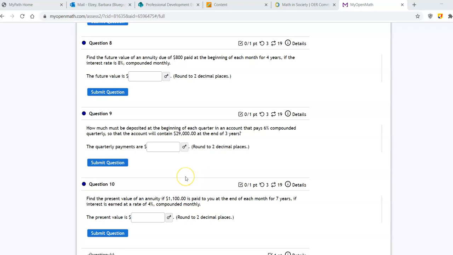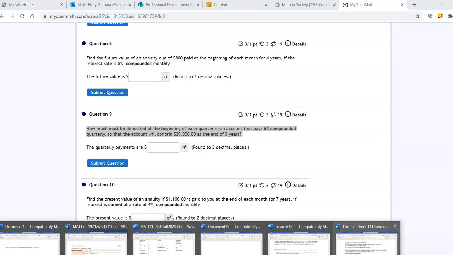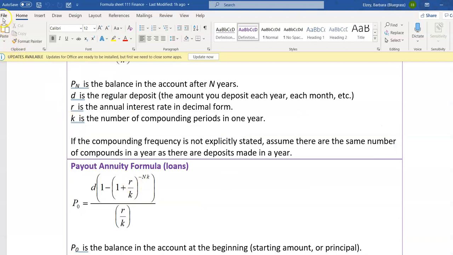The rest are not. So let's do number 9. How much must be deposited at the beginning of each quarter in an account that pays 6% compounded quarterly so that the account will contain $29,000 at the end of 3 years? So we are saving here. And let's notice we've got compounded, so we should think of the savings annuity formula. I will bring this information over to a new sheet.